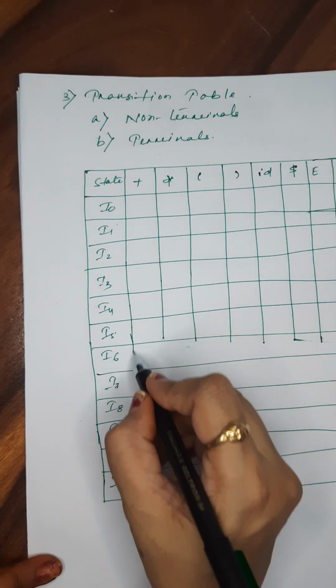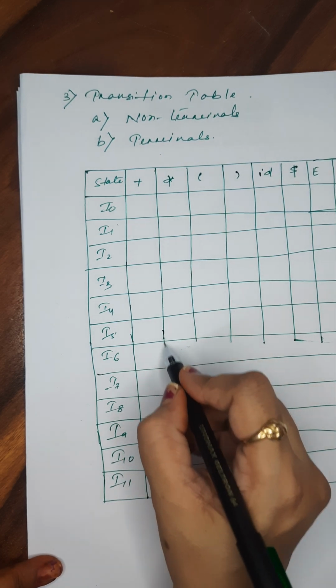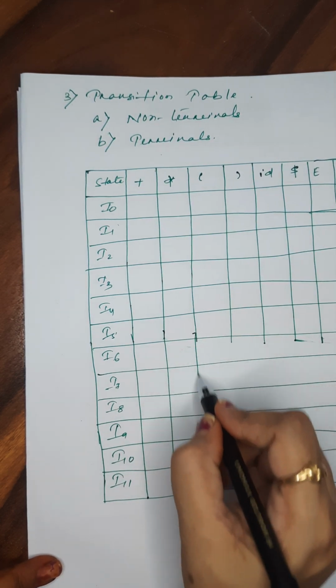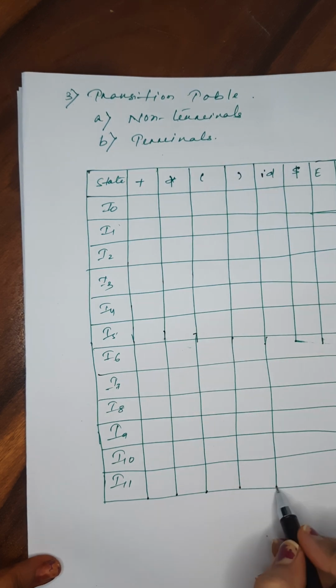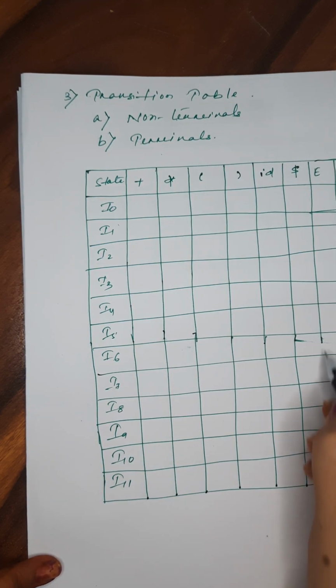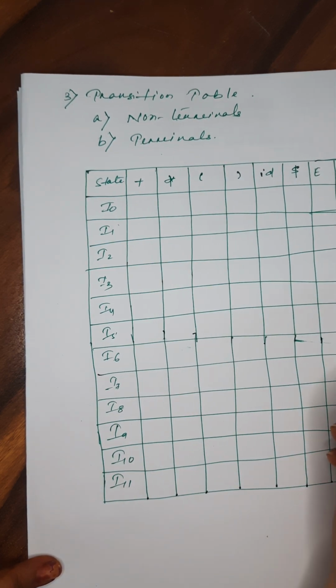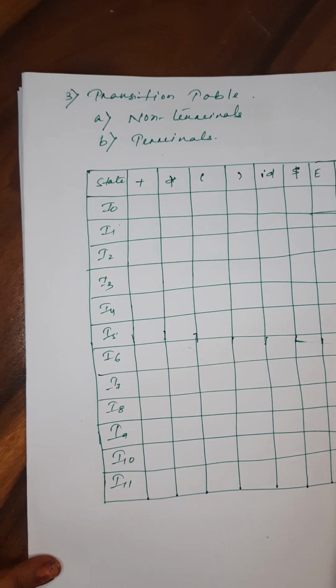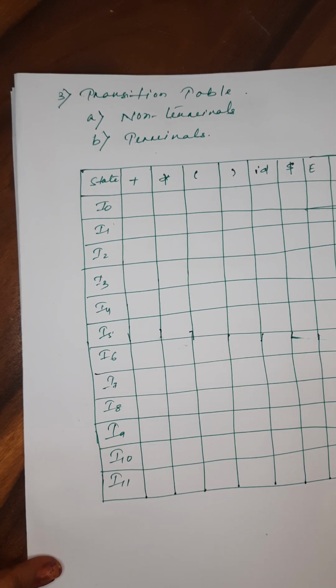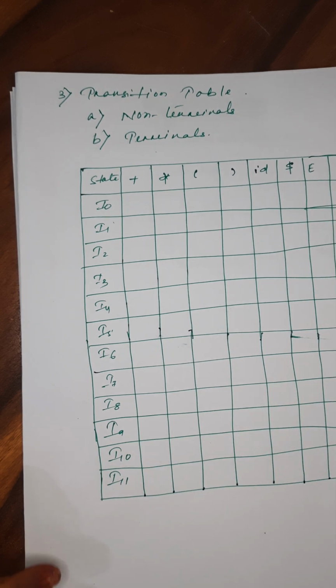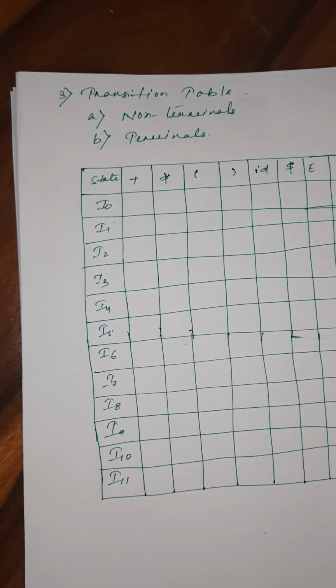Draw the row-column intersection, because the entries have to be made in the row-column intersections. This is exactly how you have to construct the table. Now comes the entry in the table. How will we do the entry? That is most important, we have to check.